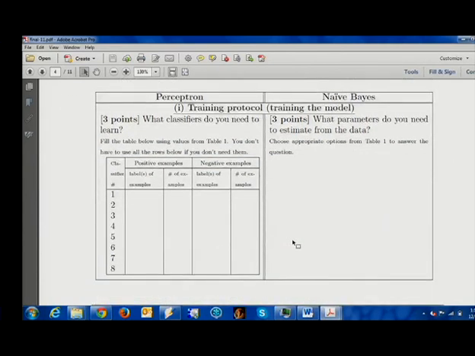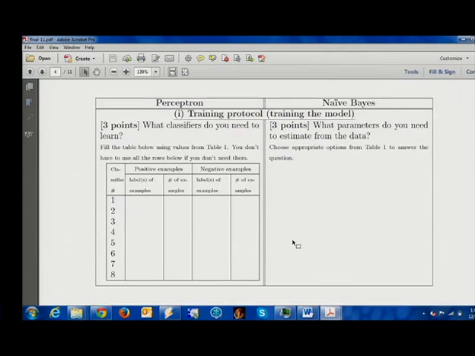Question 1. I have a training protocol, and I'm training this and this. For perceptron, what I need to decide is what are the positive examples and what are the negative examples. What do I write there? If the positive, I need to know the labels. So I'm assuming that you're going to put here each one of the 4 labels as positive examples.